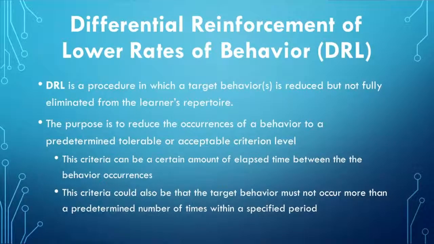The final procedure I will be discussing in this video is slightly different than the other three. Differential reinforcement of lower rates of behavior, DRL, rather than reinforcing an alternative behavior, attempts to reduce the occurrences of the target behavior. DRL is usually implemented for a behavior that you are not trying to fully eliminate from the client's repertoire. This is done in two ways most commonly. The first, a certain amount of time must pass between the end of the target behavior and its reoccurrence. In the second, a certain time interval is set and the behavior must occur at or below a certain set of criteria.